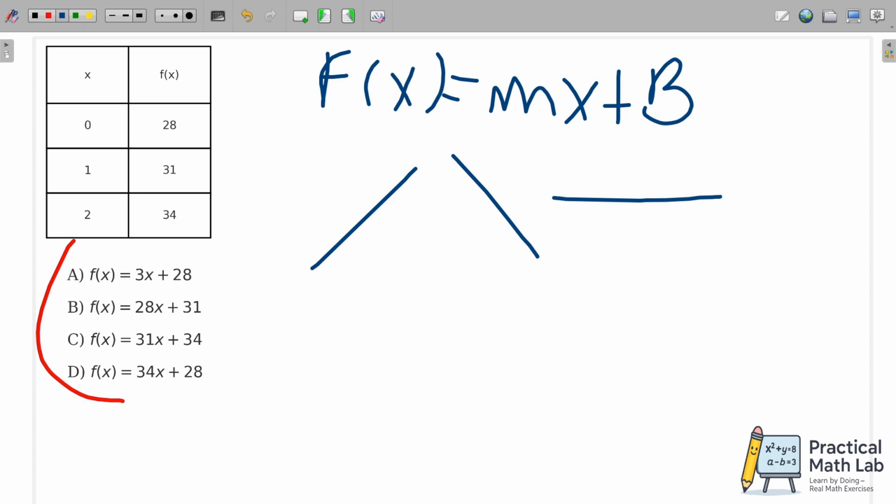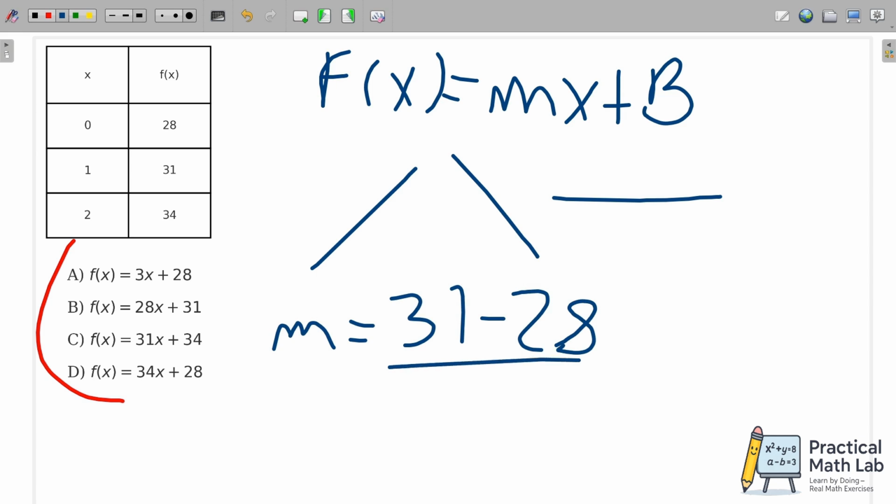So, how do we calculate the value of m? M is equal to the difference between 2 intervals, f of x minus f of y. So, it would be m equals 31 minus 28 over 1 minus 0. So m equals 3 over 1, which is equal to 3. So we found the value of m, which is equal to 3.